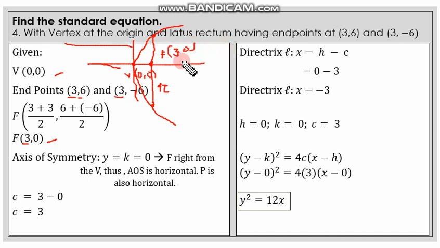Now that we have the focus, we could determine the value of C. Our axis of symmetry is horizontal, so that is y equal to the k of our vertex, which is 0. To determine C, since the y coordinates of the vertex and focus are the same, (0, 0) and (3, 0), just subtract their x coordinates. 3 minus 0, so C is equal to 3.